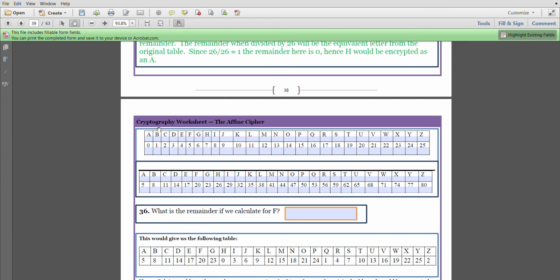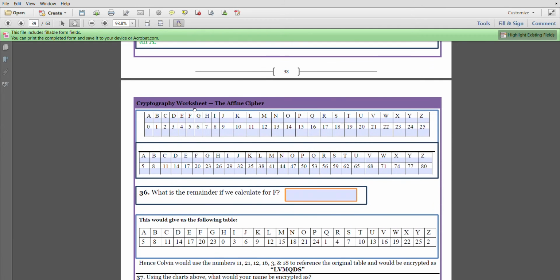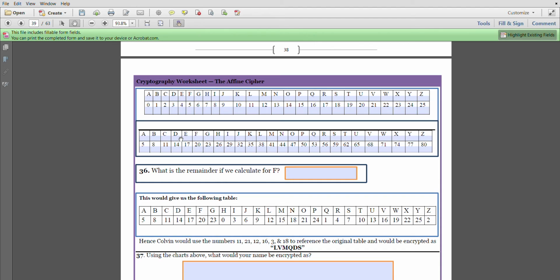So the original table is still fine up here. Second table is right here. And what is the remainder if we calculate for f? So we're still using the equation from above, which is y equals 3x plus 5. So if we do f, we're going to have the number 5.